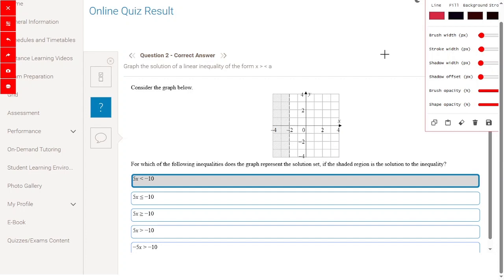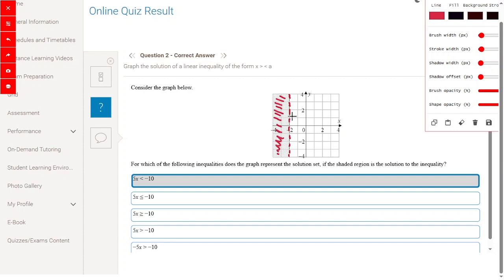Okay. Consider the graph below. We see this graph. For which of the following inequalities does the graph represent the solution set, if the shaded region is the solution to the inequality? We have these inequalities and we need to see which of them the graph represents as a solution. Now let's see this graph. First of all, we have a dotted line. Dotted line means any point on this line will not be in the solution set, and this shaded area is the solution set.